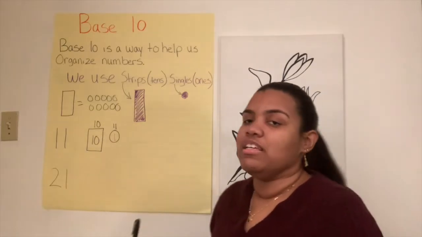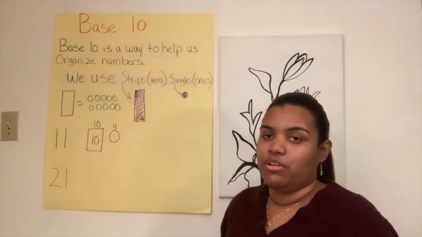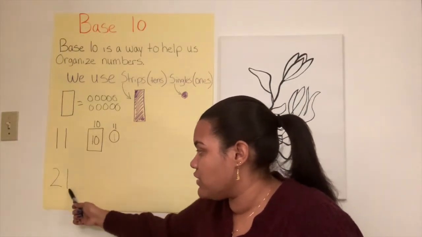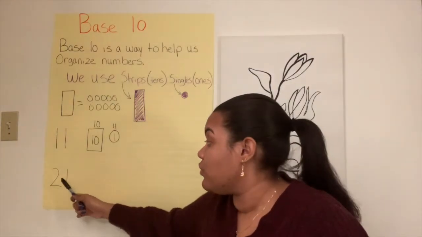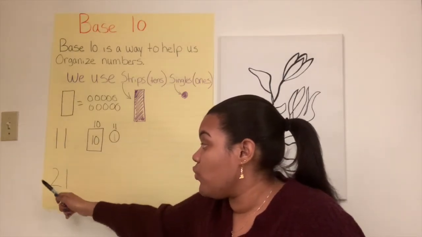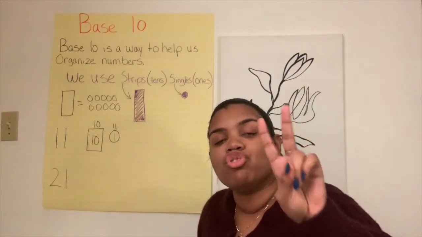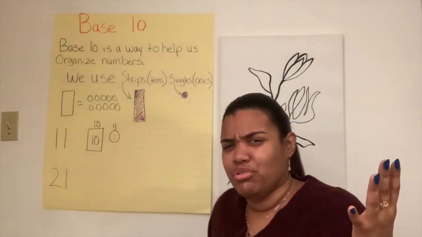Now, let's take a look at the number 21. Okay, don't be afraid by looking at the number 21. We're going to break it down together. So let's look at the ones. So we still have 1 in the ones column, right? And then when we look at the tens column, we have how many tens? That's right, we have 2 tens in there.